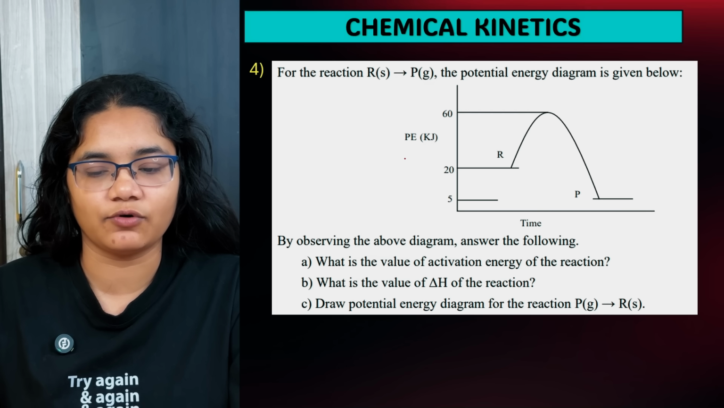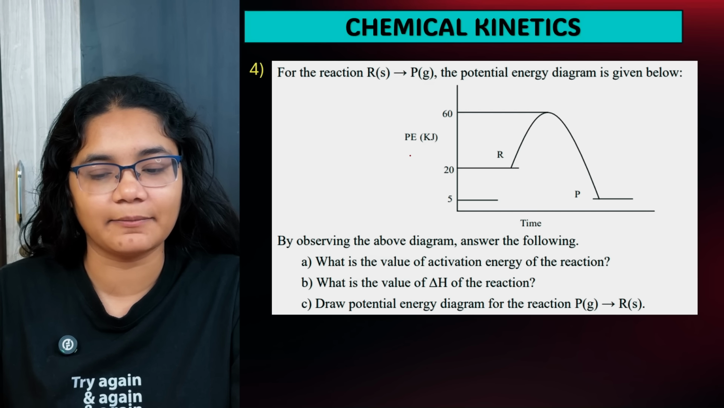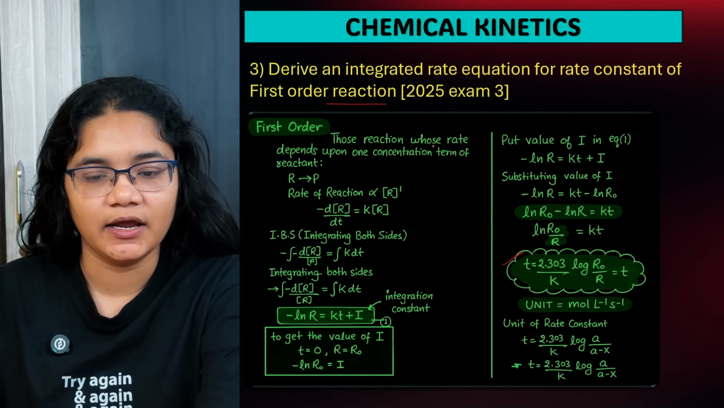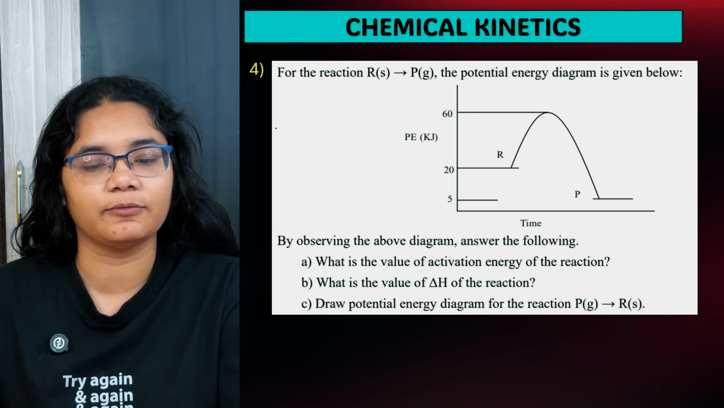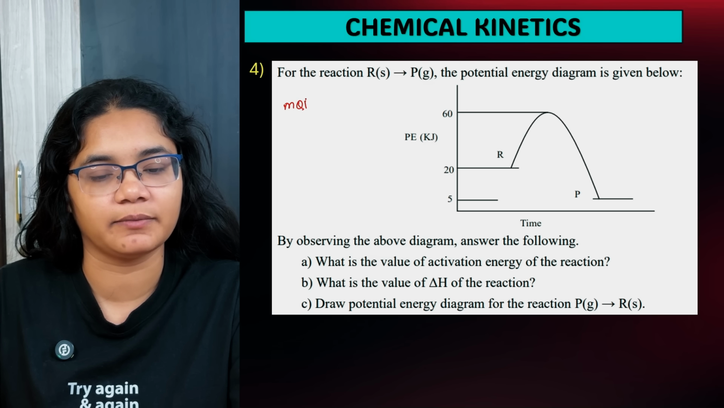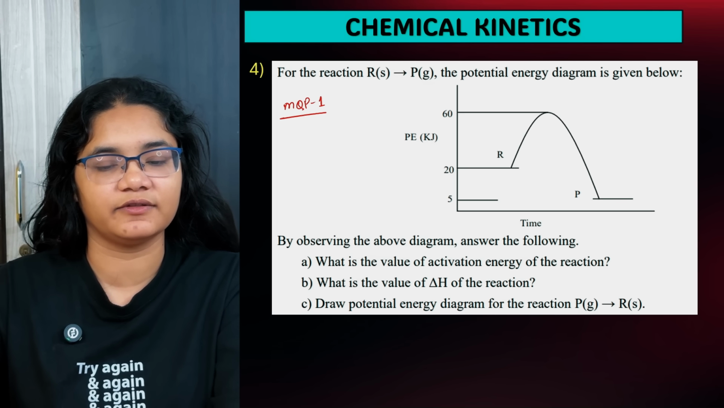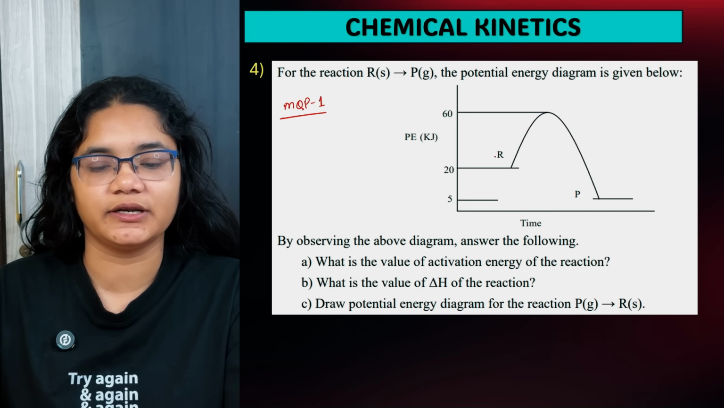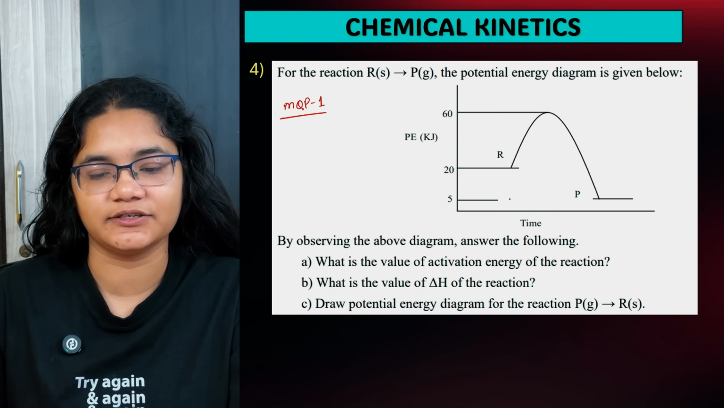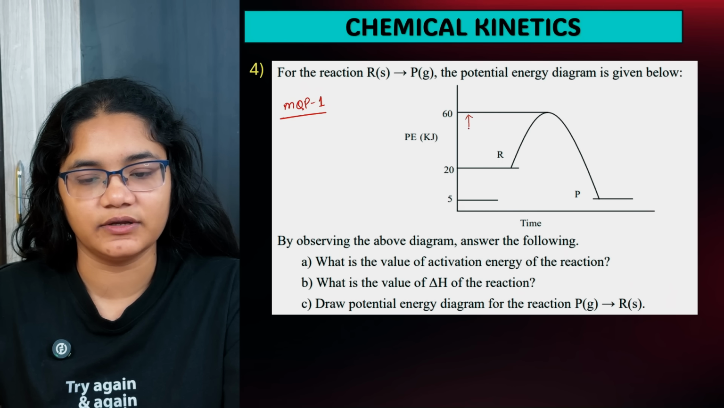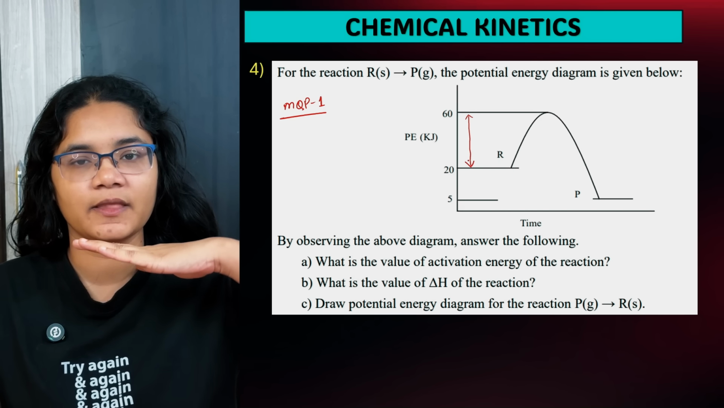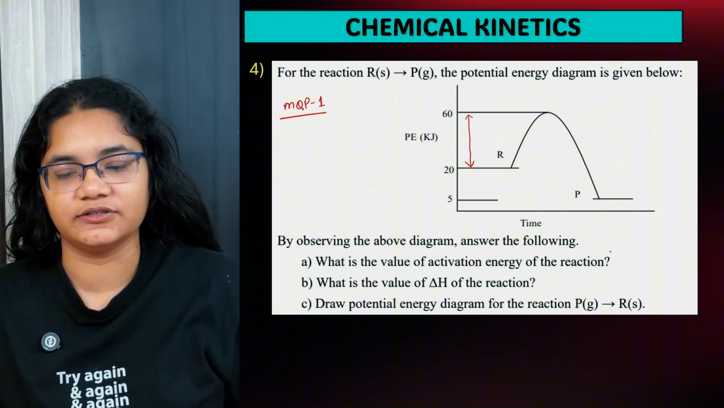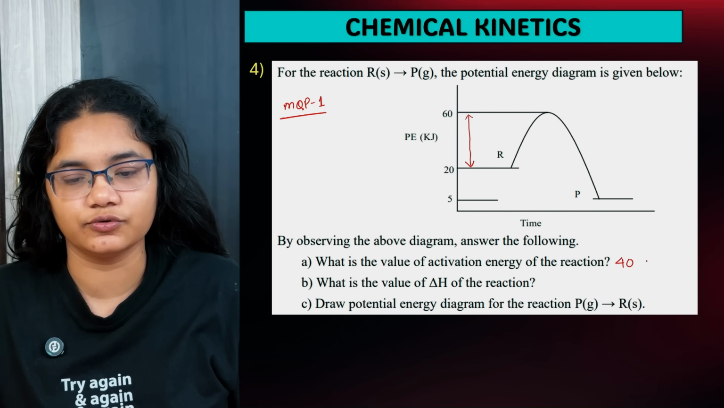Next question is from your examination. I think this was 2025 examination 3. This is from your model question paper, one of the model question papers. I guess it is model question paper 1 of this year. So R gives you P, the potential energy diagram is there. What is the value of activation energy? So if you see, this value is your activation energy, from the reactant energy to the threshold energy. So that is equal to 40 kilojoule.